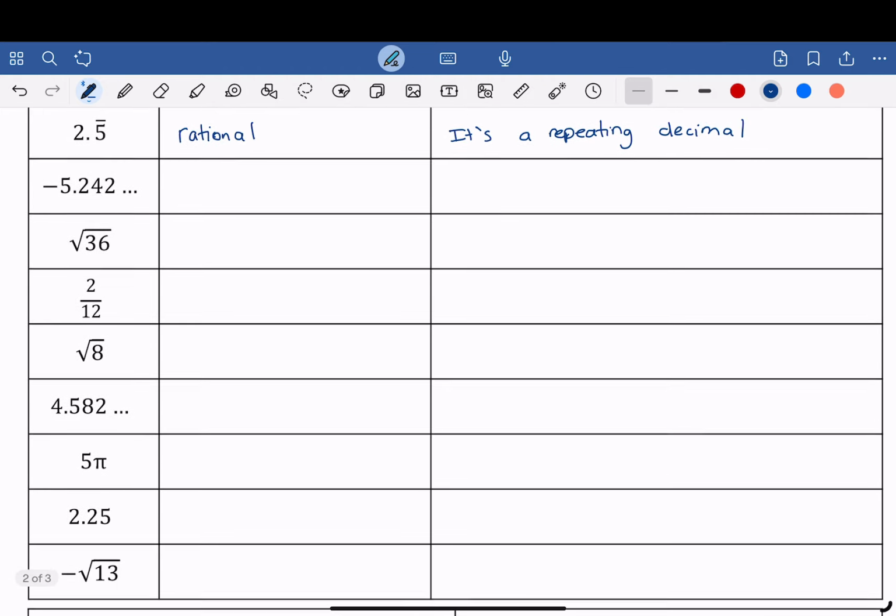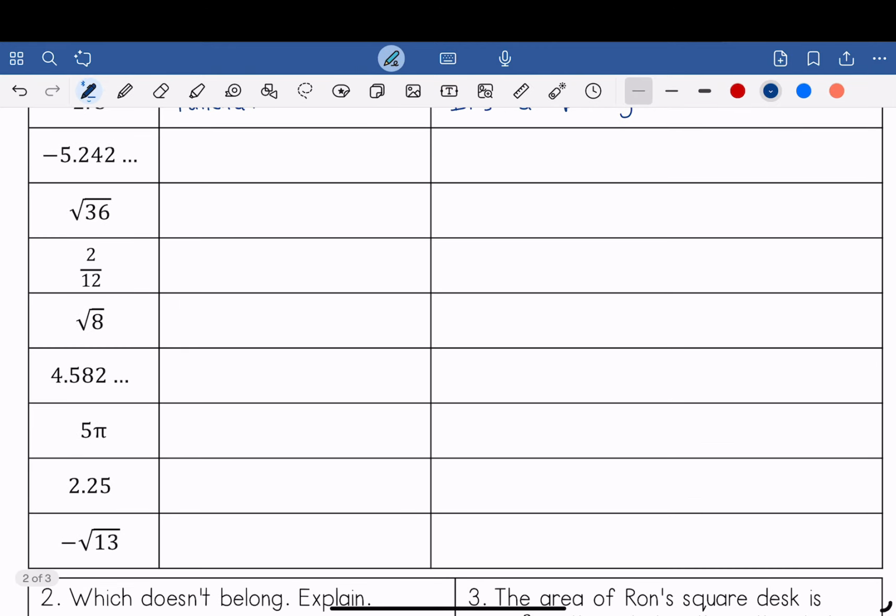So next number, -5.242... It means the number continues. There is no repeating pattern, and it doesn't end, therefore it's an irrational number. So it is a decimal that never ends and doesn't repeat.